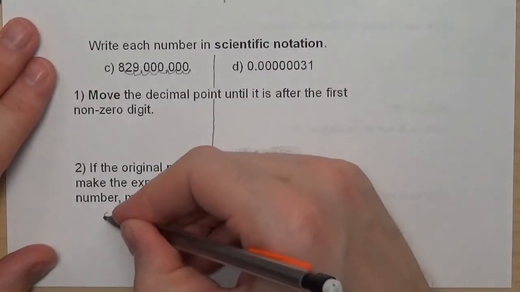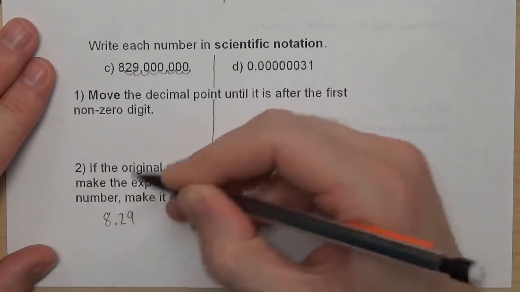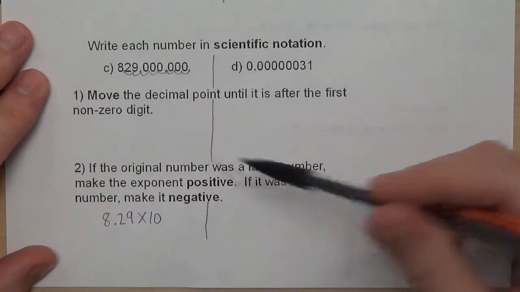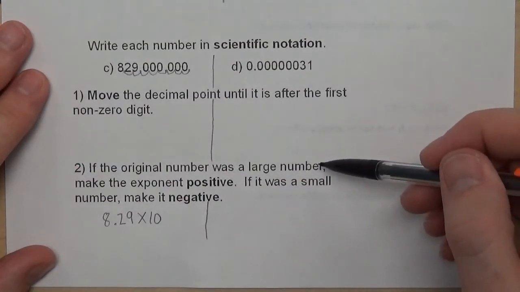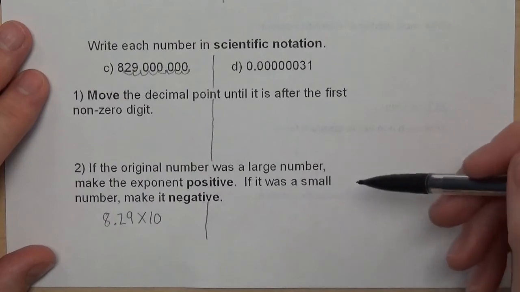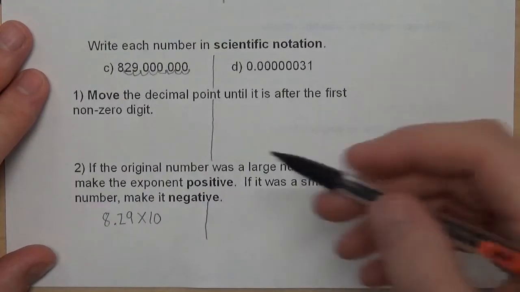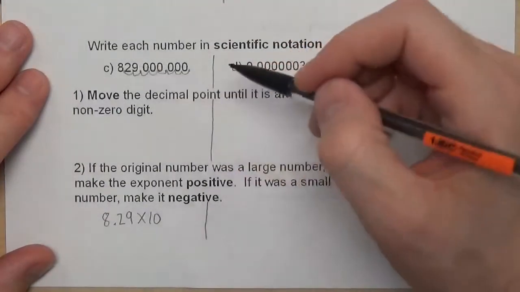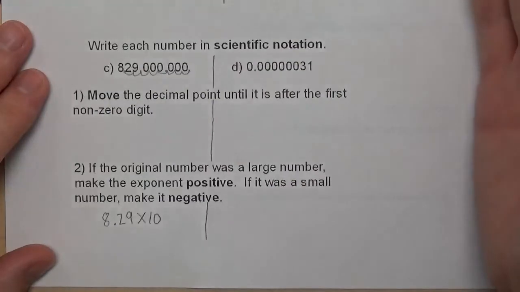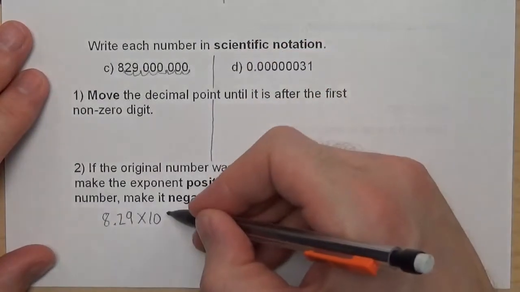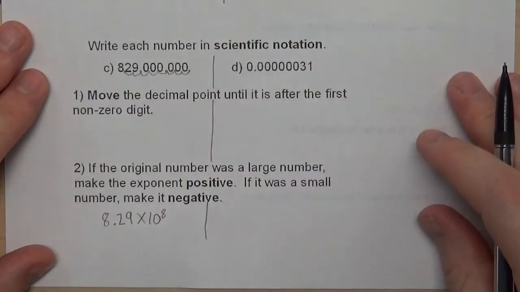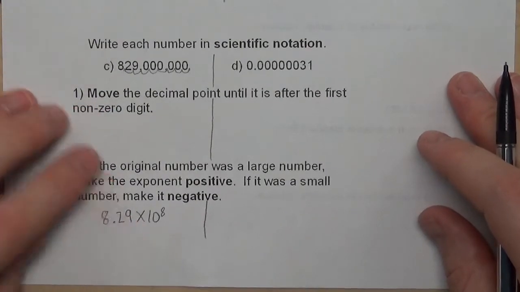Let's do this down here. 8.29. I don't need all those zeros anymore. Scientific notation is always times 10 to some power. It says if the original number was a large number, then we're going to make the exponent positive, and if it was a small number, make it negative. And the exponent that we're going to write here is just the number of spaces that we moved. We moved 8 spaces. We know this was originally a very large number, something in the 100 millions. So we're going to go ahead and multiply it times 10 to the 8th.